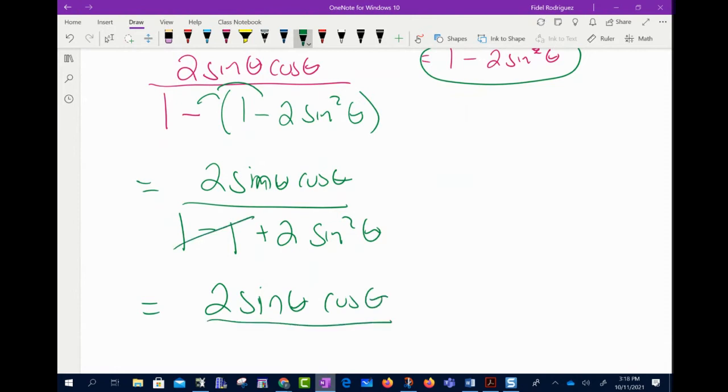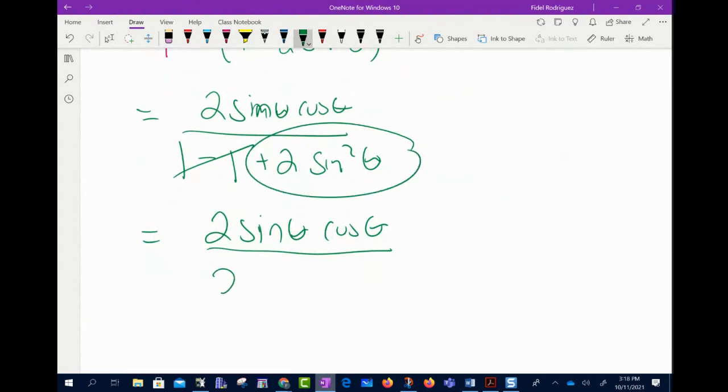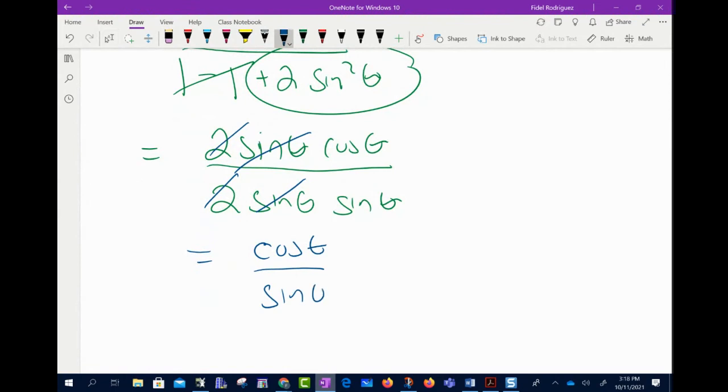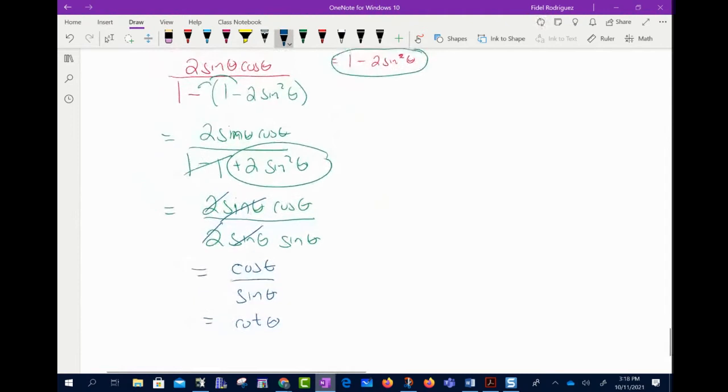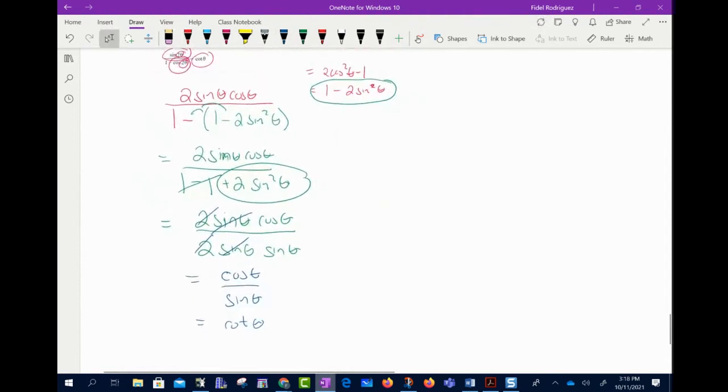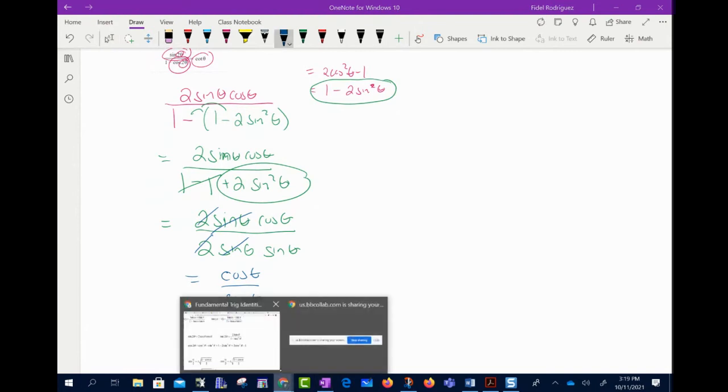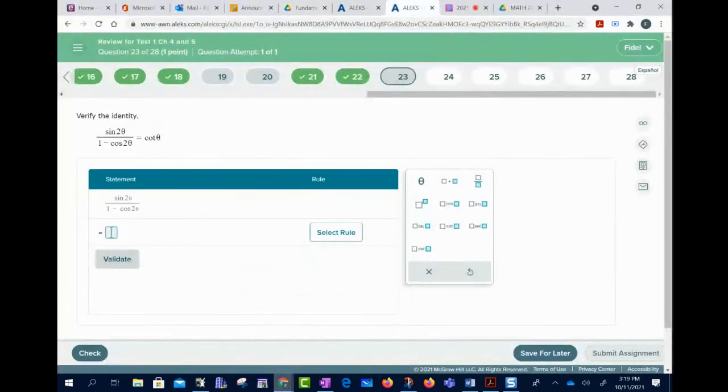Those are going to cancel. I can think of this part right here as 2 sine theta and another sine theta. And then the 2's are going to cancel. The sines are going to cancel. We're going to end up with a cosine over a sine theta. And that's the same thing as our cotangent of theta, right? Okay. So this is how we wrote it out, right? I'm just writing this like it's on paper. Let's come back to our problem, figure out how we're going to do this deal, right?